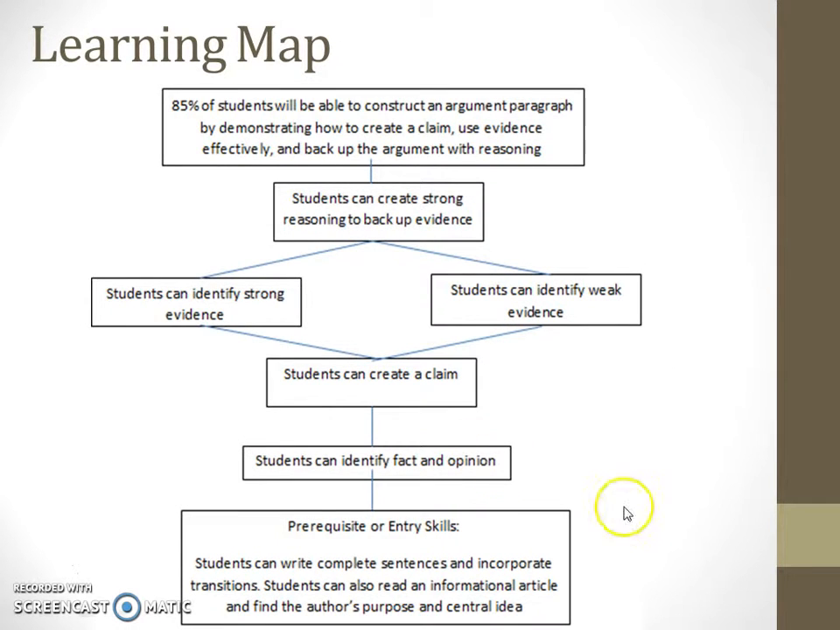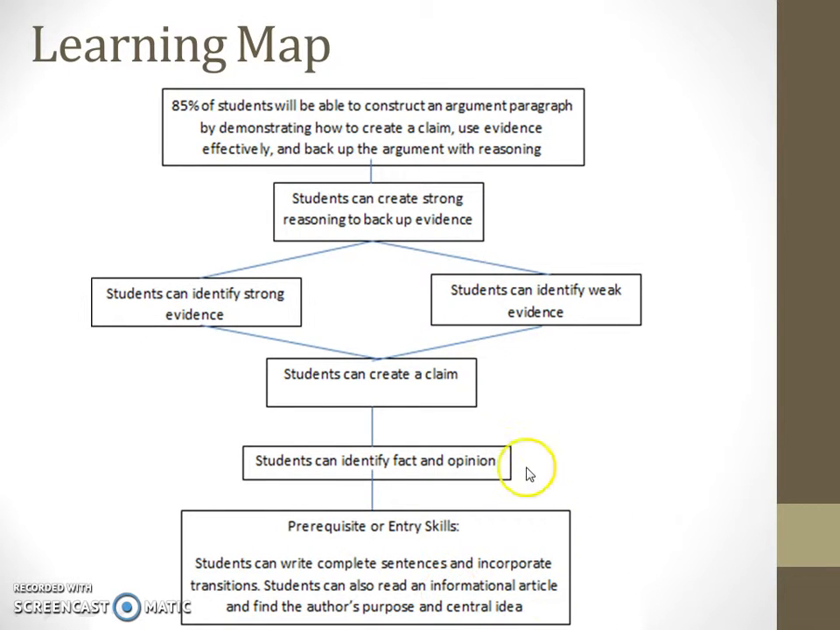So here's my learning map. The prerequisite skills are that they're going to have to be able to write complete sentences and incorporate transitions, like also, in addition, next, finally. Students also need to read an informational article and be able to find the author's purpose and the central idea to be able to summarize it.